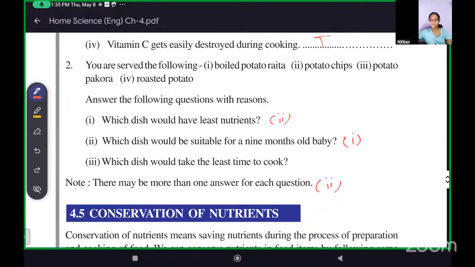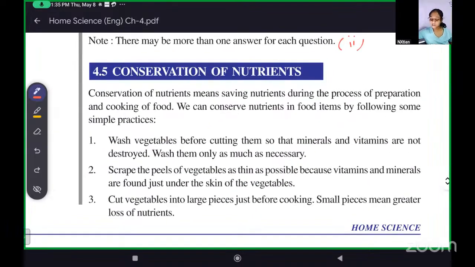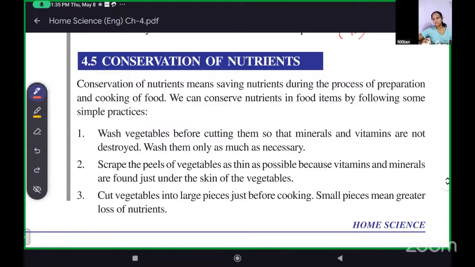Okay. Then comes conservation of nutrients. We just studied about the loss of nutrient value, how the loss of these nutrients can happen. Now we will see how we can conserve these nutrients. Conservation of nutrients means saving nutrients during the process of preparation and cooking of food.